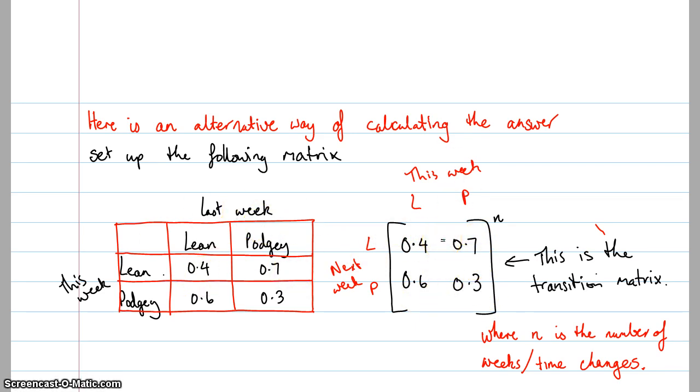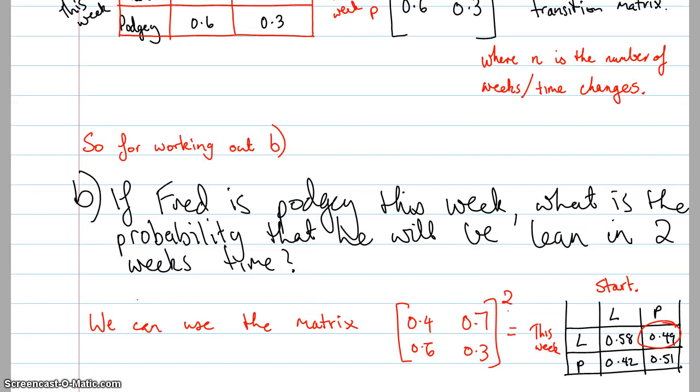And this is what we call the transition matrix, where n is the number of weeks or times that it changes. So if we were going to work out the answer for B that we were looking at before, if Fred is podgy this week, what's the probability that he will be lean in 2 weeks' time? We know the answer is 0.49 because that's what we worked out in the previous question. We can now use this matrix. So 0.4, 0.6, 0.7, 0.3, all to the power of 2. So with a transition matrix, there are 2 weeks it's going to change.